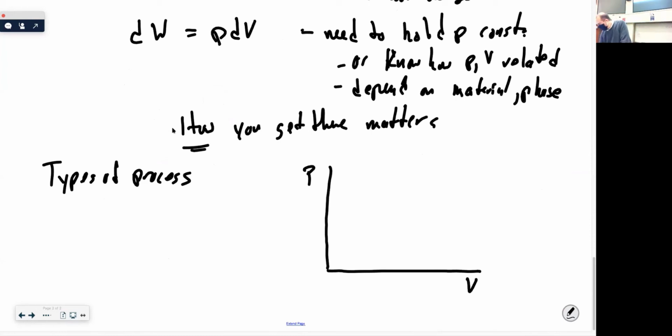So, types of processes. One, you could have a process that doesn't change the volume, so constant volume.